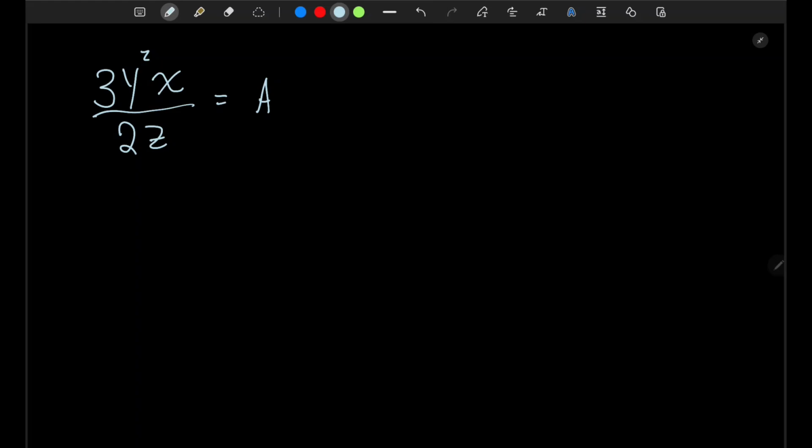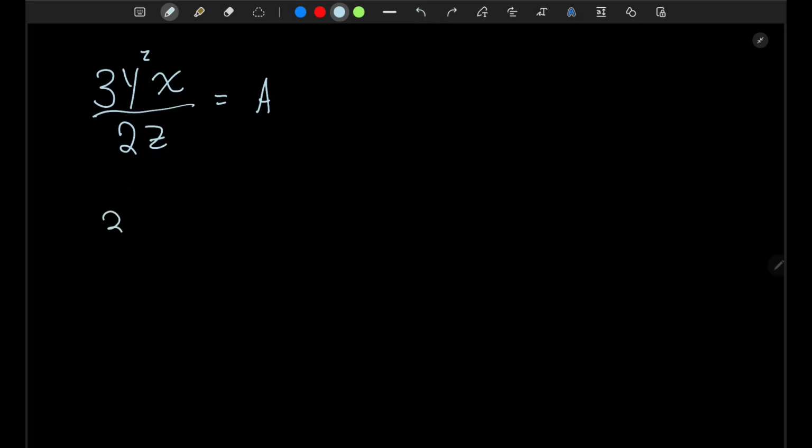And so what we can do is we can look at this now as just what here is on the bottom, we can push up across the equal sign. And then what here is on the top, we can push down across the equal sign. And so let's do this one step at a time here on this one, and let's get rid of this 2z first. So let's push that up.